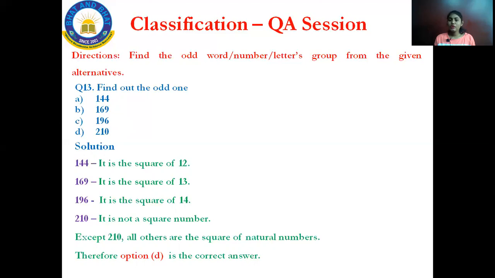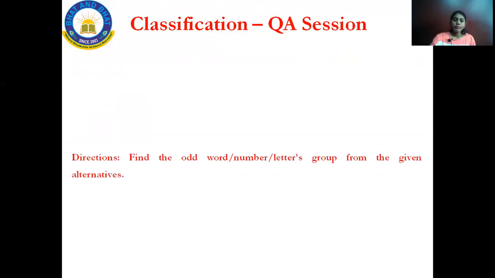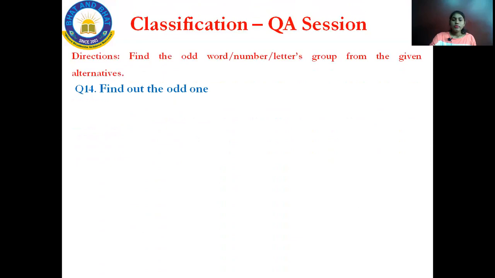It is very easy to solve the question answers in your exams. Okay, now we'll move on. Question number 14, and your options are 68, 85, 153 and 174. I'll repeat the question: find out the odd one, and your options are 68, 85, 153 and 174.